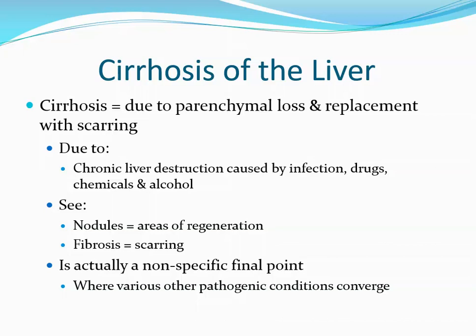Next, we're going to look at cirrhosis of the liver. Cirrhosis is the result of parenchymal loss and replacement with scarring. The cells will be replaced with fibrous tissue. This is due to chronic liver destruction that can be caused by infection, drugs, chemicals, and alcohol, or by extrahepatic bile obstruction. These end up overwhelming the liver's ability to regenerate.